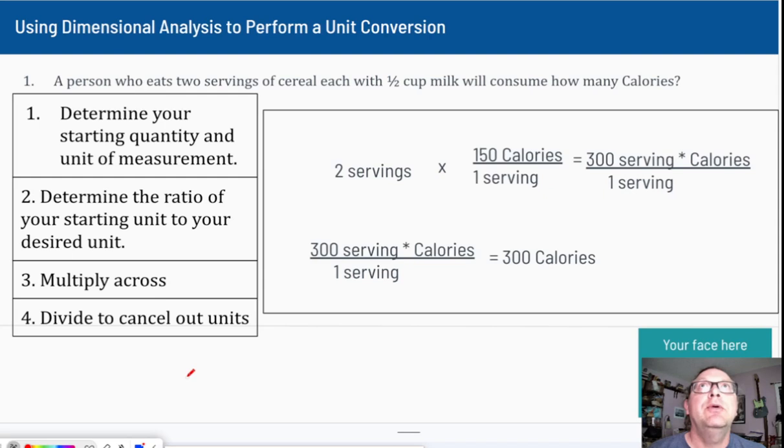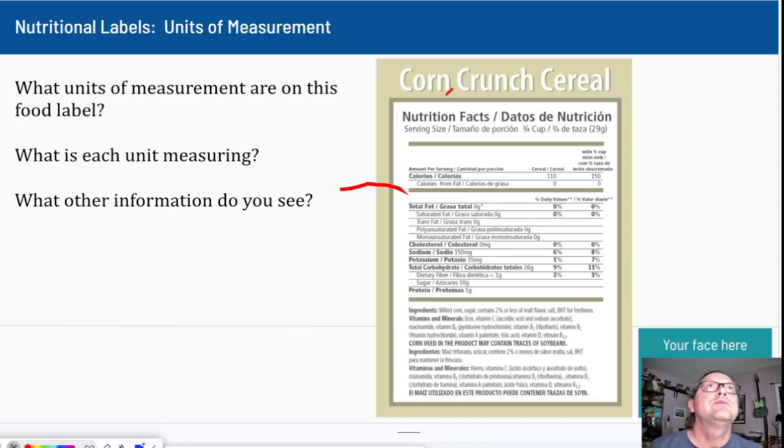Let's look at another example. A person who eats 2 servings of cereal, each with half a cup of milk, will consume how many calories? So first, I need to determine the starting quantity and the unit of measurement for that starting quantity. I'm given 2 servings, so that's my starting amount. And a serving with half a cup of milk is actually, in this column, 150 calories per serving.